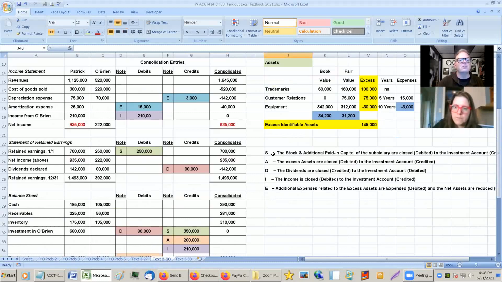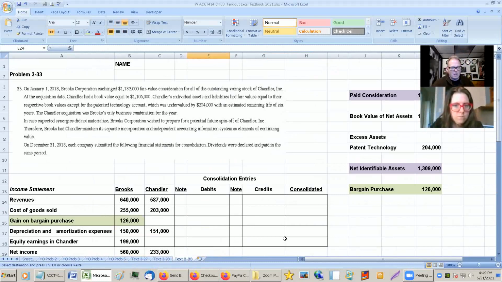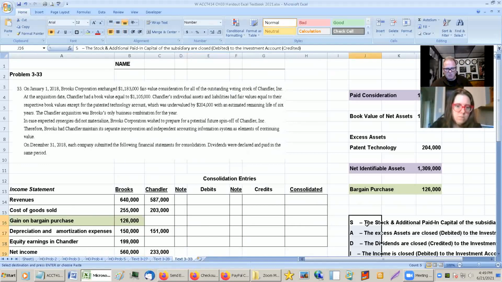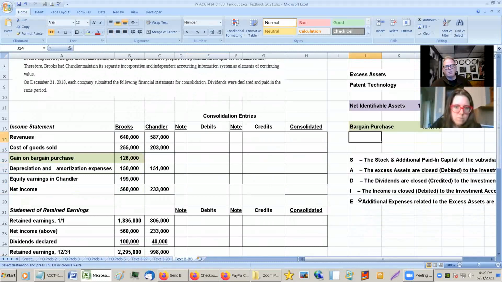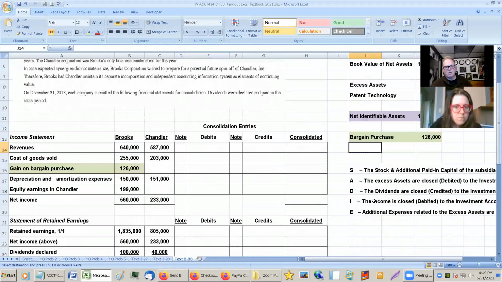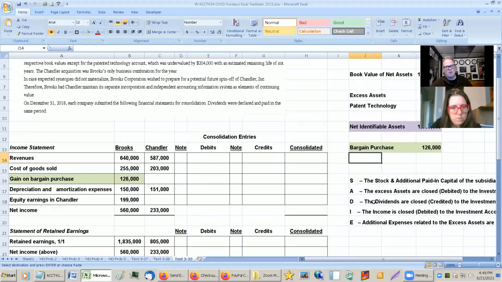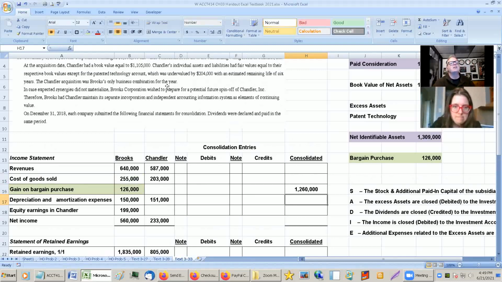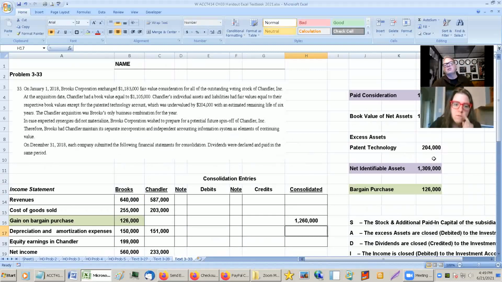Right. So let's see. I'm going to copy this over. No, you're not going to do anything with this bargain purchase. This bargain purchase will still be over here. Can we just leave that alone? Yeah, it'll be a positive. Your depreciation amortization expense is going to change a little bit. How long do they say it's going to be? 6 years? So this is 6 years.